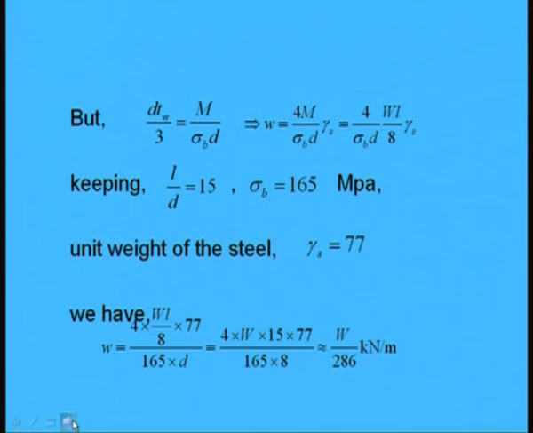Now, if we put this relation, that d Tw by 3 is equal to m by sigma b d, then we can write W is equal to 4m by sigma b d into gamma s, because m I am replacing by WL by 8, right. So, W, the unit weight per meter run, I am going to get as 4 by sigma b d into WL by 8 into gamma s.